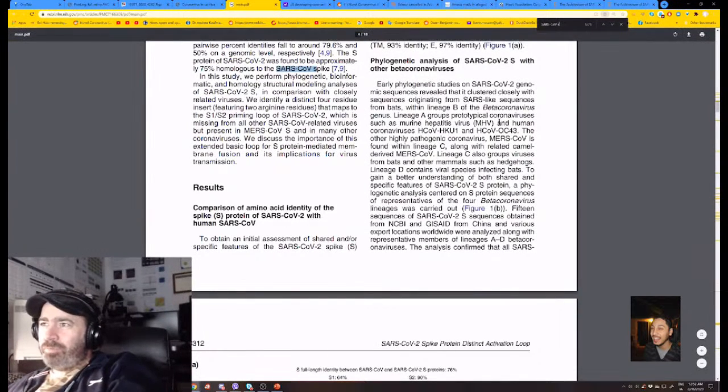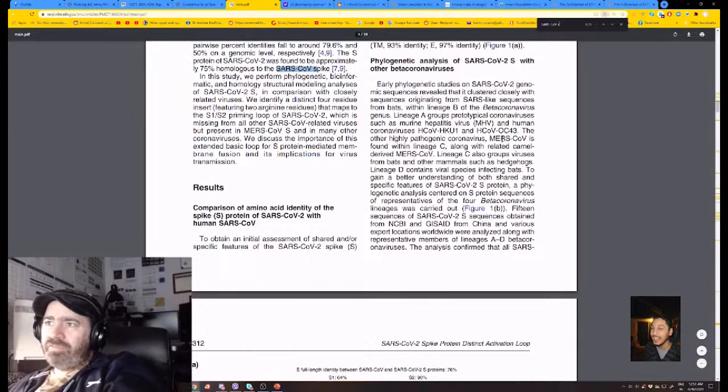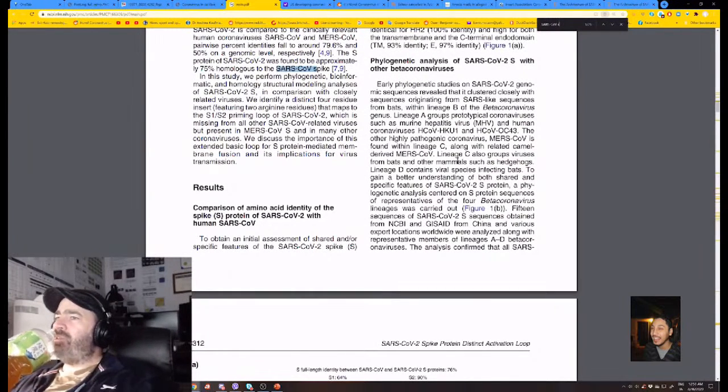Yeah, we know all this. Lineage A groups, blah, blah, blah. Hepatitis virus, and human coronavirus, HCoV-HKU1, OC43. The other highly pathogenic coronavirus, MERS-CoV, found within lineage C. Okay? Along with related camel-derived MERS-CoV, lineage C also groups viruses from bats and other mammals such as hedgehogs.